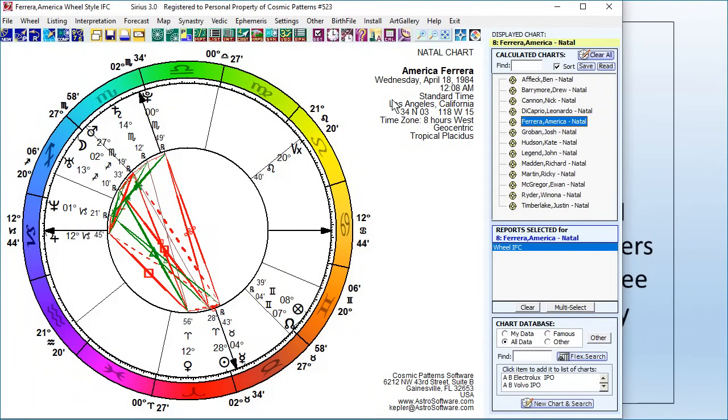Here's America Ferrera, the actress. Does she have anything? We see a thick line between Venus and Jupiter. They are square almost exactly, 11-minute orb. Jupiter at 12 Capricorn 45, Venus at 12 Aries 56. And as we will see when we describe Venus-Jupiter, this is going to make a lot of sense.